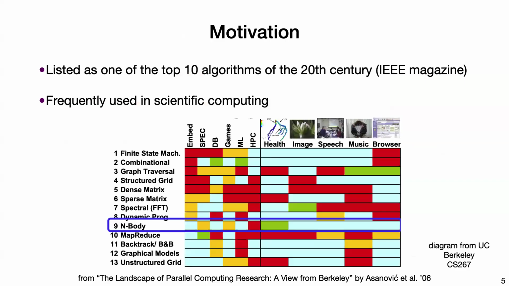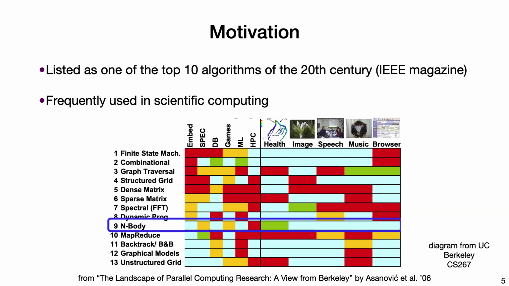So it turns out that particle simulation is one of these big problems in HPC. People are still working on it. In this IEEE magazine that I mentioned last time, they labeled the top 10 algorithms of the 20th century, and the fast multipole method is one of them. And n-body simulations are frequently used in scientific computing. I would say the first ones came out in like the 70s or so, and they were really popular back then, and people are still doing them.